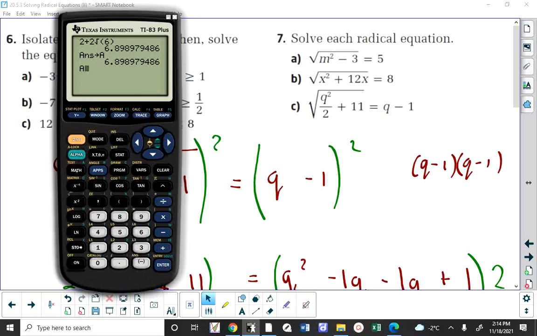I'm going to take A squared. I'm going to divide that by 2 and add 11 to the result. Then I'm going to take the square root of the answer. So I get 5.8989. Don't try to figure out why the decimals are the same as something up there. It's a fluke. And then I'm going to take A minus 1, and I get the same answer. So 2 plus 2 root 6 is correct.